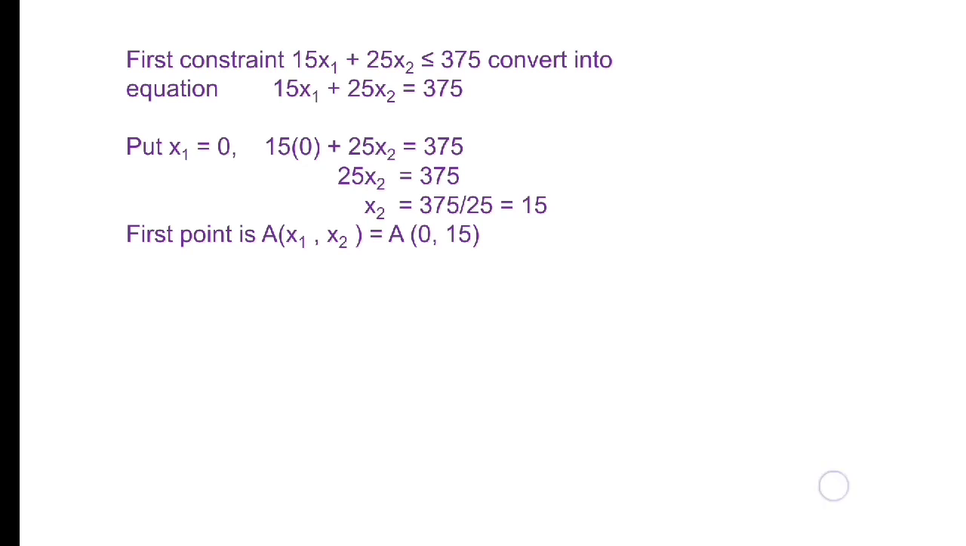Similarly, we need to find the point where x2 equals 0. When x2 equals 0, substituting into 15x1 plus 25 times 0 equals 375, we get 15x1 equals 375. Then x1 equals 375 divided by 15, so x1 equals 25. Therefore, the second point is B of x1 comma x2 equals B of 25 comma 0. There are 2 points; each constraint will give 2 points.